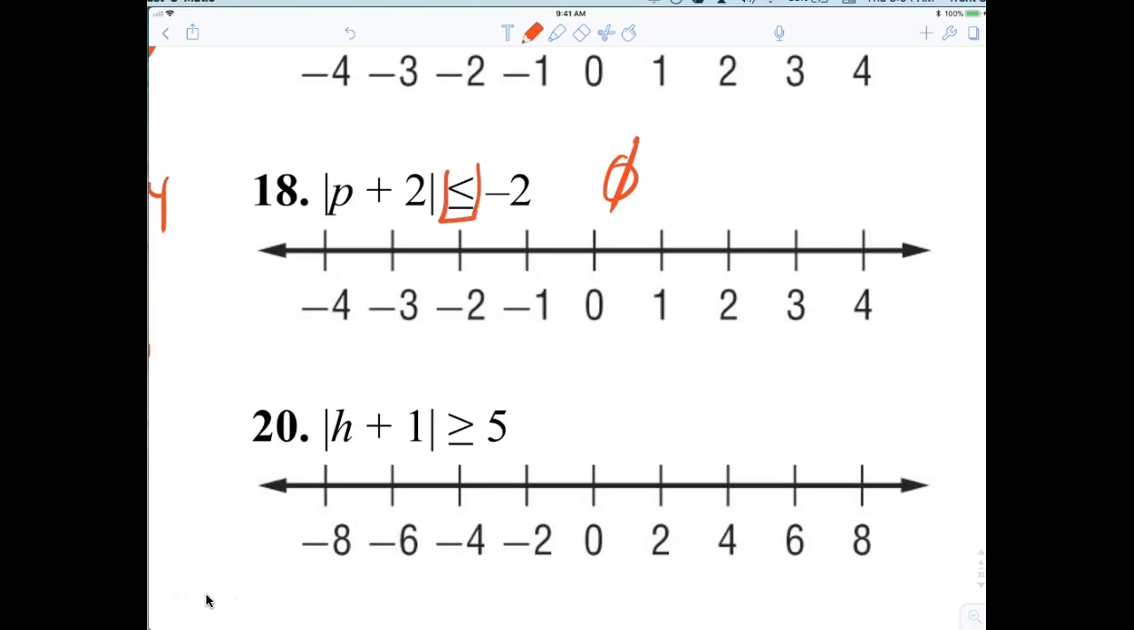Yes. So if this were changed to greater than, then that's what I was thinking. It would be negative infinity to infinity. Is everybody good with that? That means everything, all absolute values are always greater than a negative. Distance is always greater than a negative.